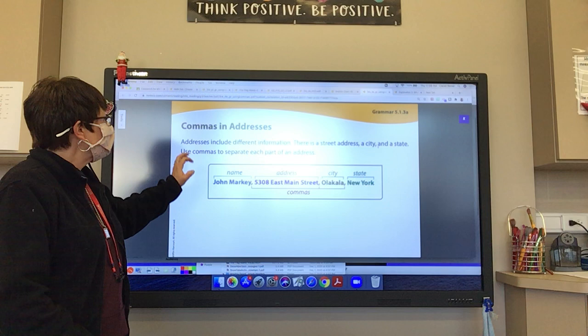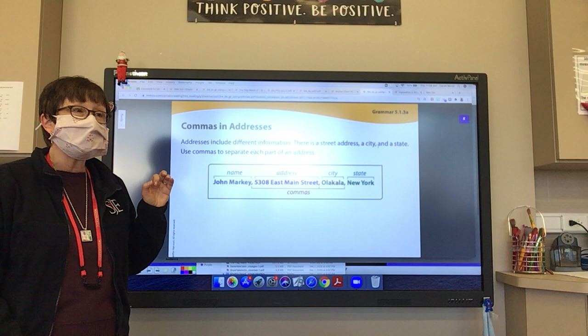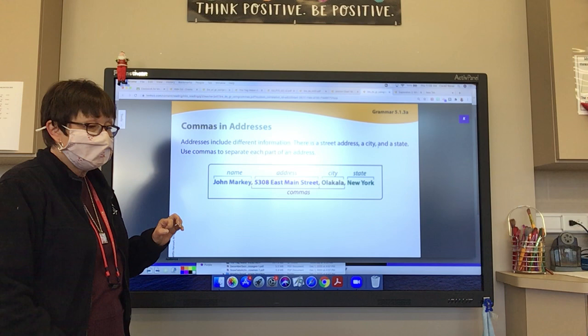So let's look. Addresses include different information. So this is a street address, a city, and a state. And we have to use a comma to separate each part of an address when we're writing it out like this, when we're writing it all in one line like this.